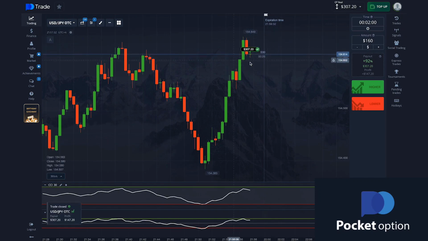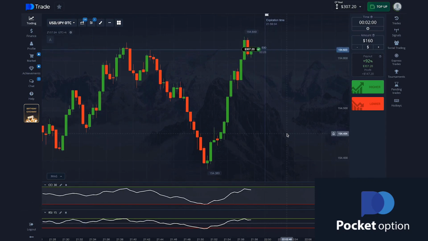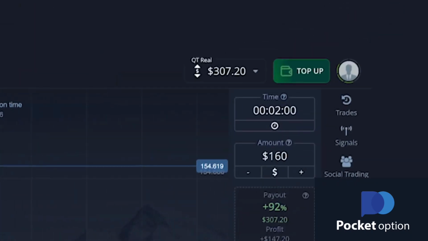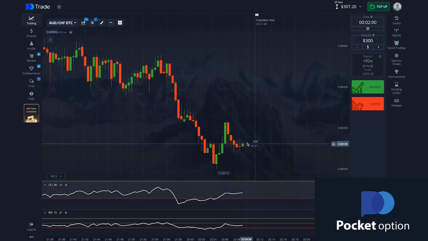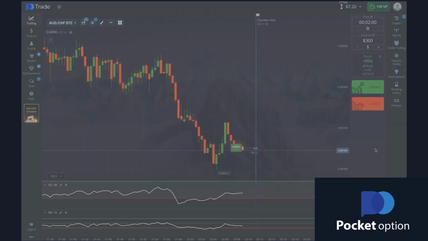And the first trade closed with a plus and brought me a profit of $147. So let's move on to the next situation. Here's another situation. And I'm making a long trade for $300. The chart looks good, the conditions for the trade are met.